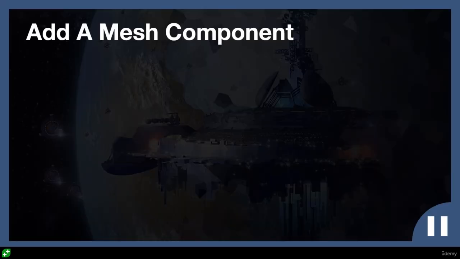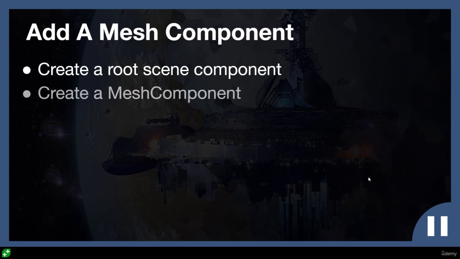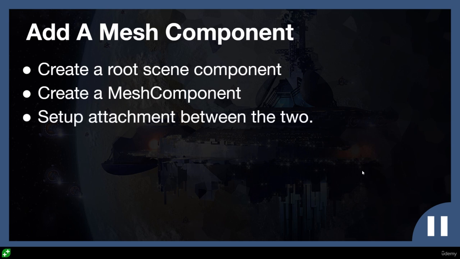So it's time for a challenge to add a mesh component of your own. We're going to create a root scene component, set it to the root for the class, and create a mesh component and set up the attachment between the two so that the mesh component is a child of that root scene component. Pause the video and have a go.